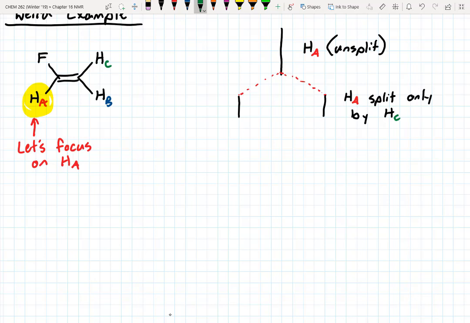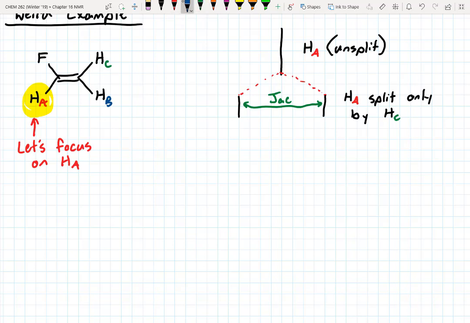Okay, so we've got HA split by HC, but we know that there's also HB. In this case, we already identified this part as the coupling constant. We'll call this JAC. So it's proton A being split by proton C. However, we should have JAB, but that JAB distance is going to be different than JAC. So now let's go ahead and do that one.